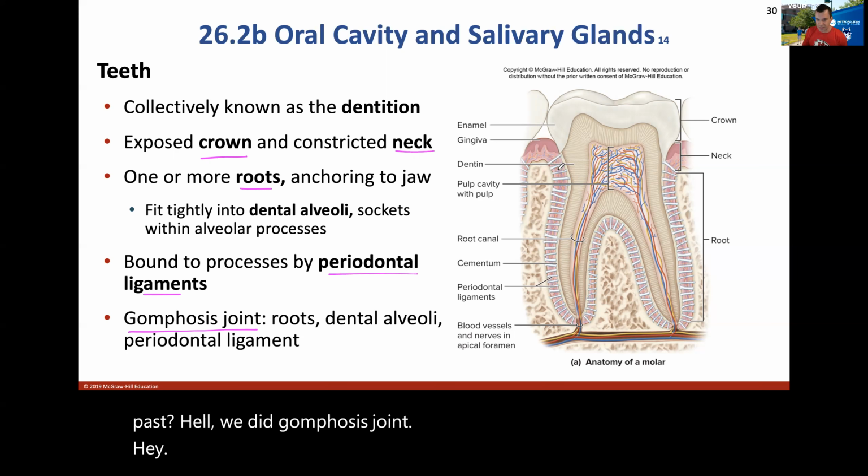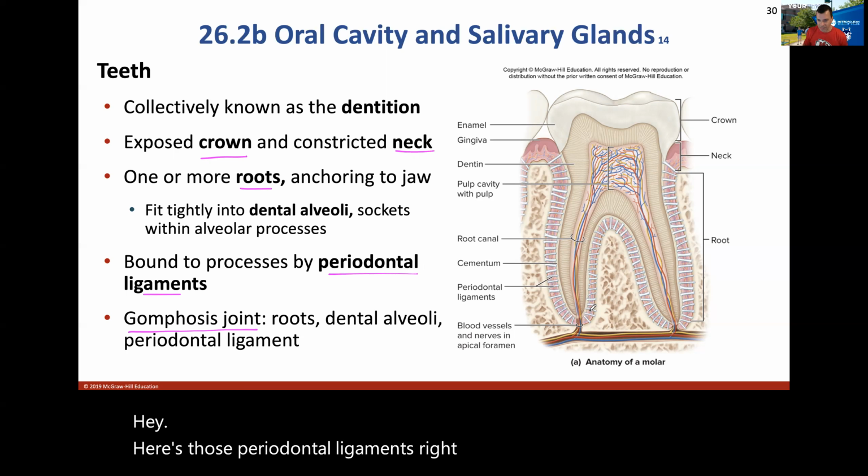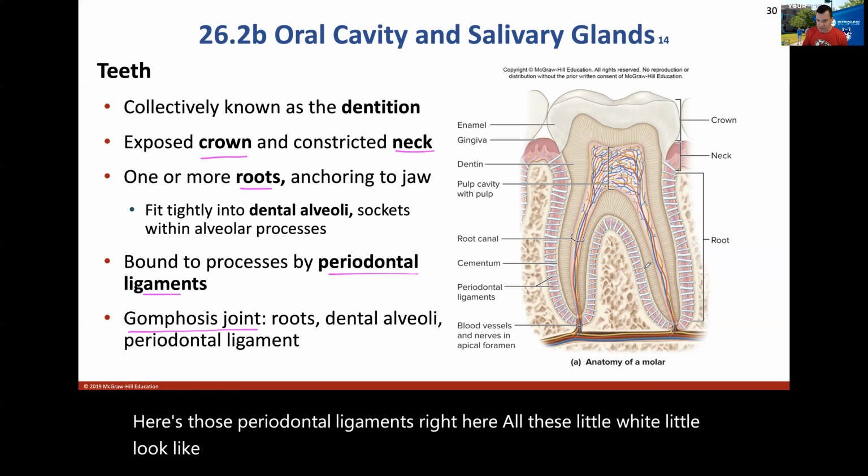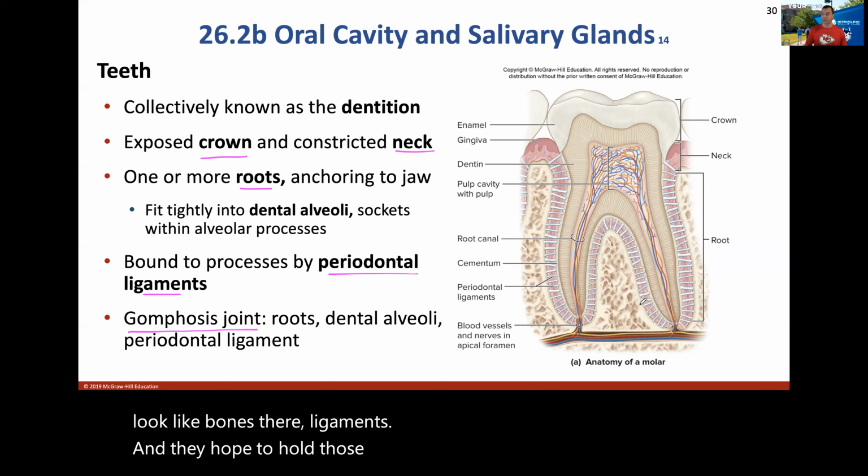Here are those periodontal ligaments right here. All these little white things look like bones, but they're ligaments, and they help to hold those teeth in place. So those are the 3 regions.